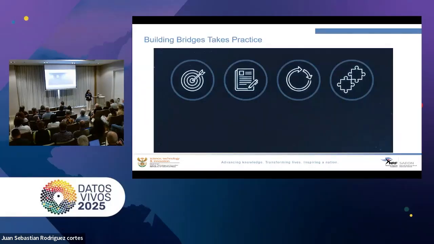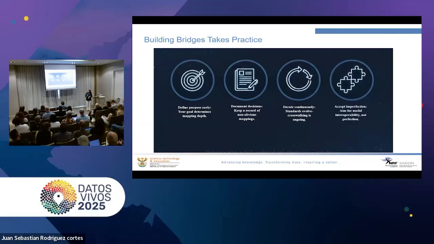Through this process, we learned quite a few lessons. Firstly, to define the purpose of the crosswalk early, because the end goal really determines how deep the mapping should go. Secondly, to document every decision, especially the non-obvious mappings. This was something I really wish I had done sooner. And famous last words of any data curator or person that works with metadata: future you will thank you later. And finally, to accept that metadata work is iterative. It's as much interpretive as it is technical. But I think the biggest lesson I learned throughout this process was that perfect interoperability isn't really the goal, but rather useful interoperability.